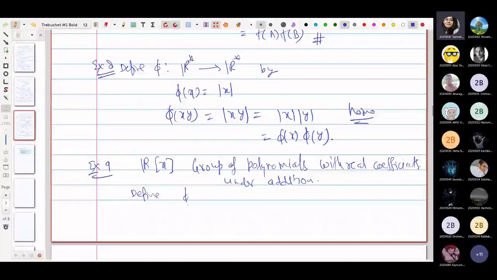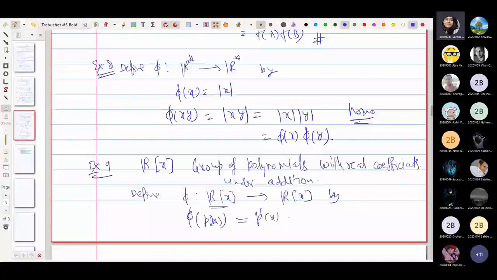So we can define some function phi from R[x] to R[x] itself. Phi maps some polynomial p, so this is mapped onto p dash x, that is the derivative of p, not x, derivative of p.